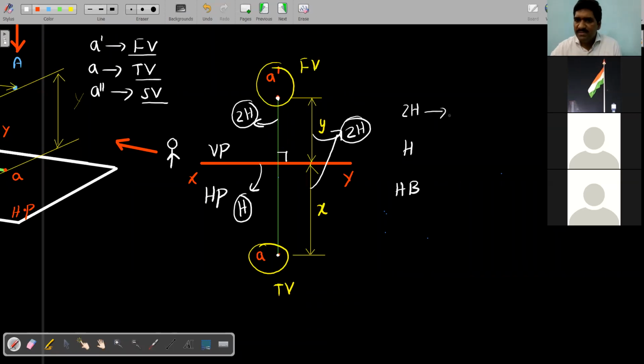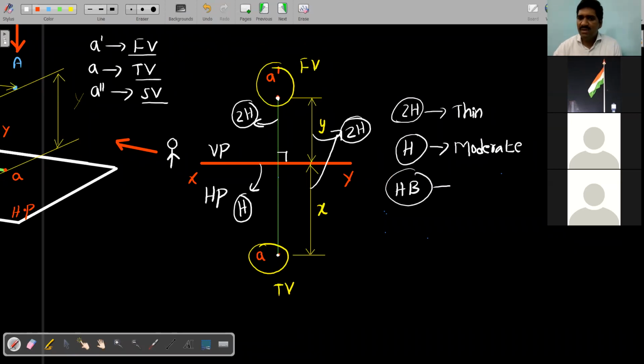Okay, so this becomes thin, this becomes moderate, ante paidanikana koncham dark ga untundi. Okay, so compared to 2H, this will be somewhat dark, and this becomes what? HB becomes completely dark. Okay, so light, medium or moderate, and this becomes dark. Are you following, all of you? Clear? There's a picture. Yeah.